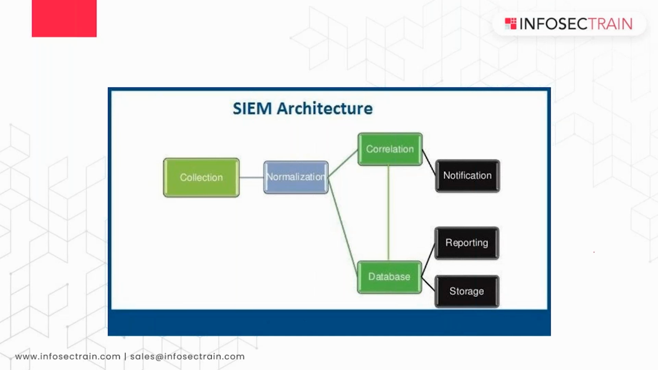So, the SIEM architecture, as I mentioned: we have collection, where we collect logs from different devices. The data which has been collected is in an unstructured format. Then we go for normalization, where you give the structure to it in a proper format. The timestamp and everything will be included. We'll see that in the practical part, do not worry about it. Then correlation is there and the database. If you remember, yesterday we discussed that the database is where the entire logs are stored for you.